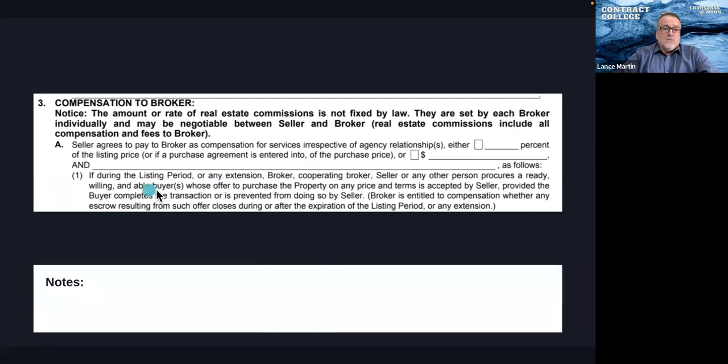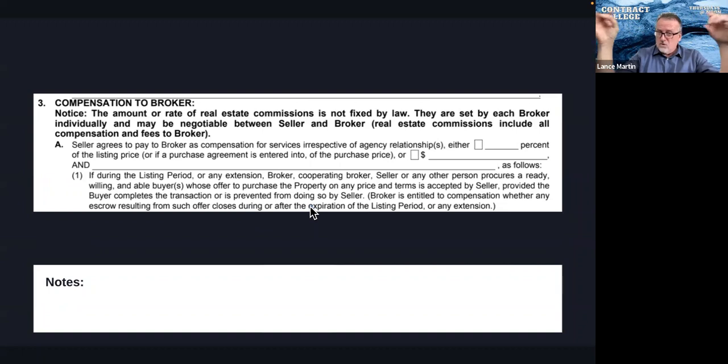So we've got, during the listing period or any extension, the broker, the cooperating broker, the seller, or any other person who procures a ready, willing, and able buyer who's offered to purchase the property on any price and terms accepted by the seller, provided the buyer completes the transaction or is prevented from completing the transaction or from doing so by the seller. Okay, period. There's a lot going on there.